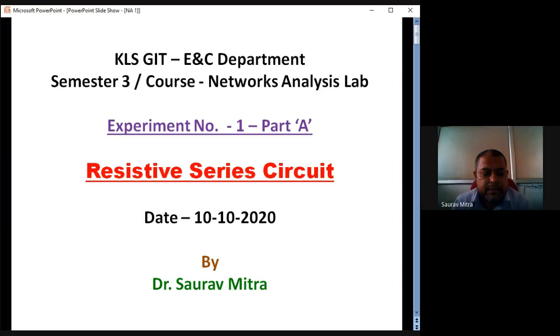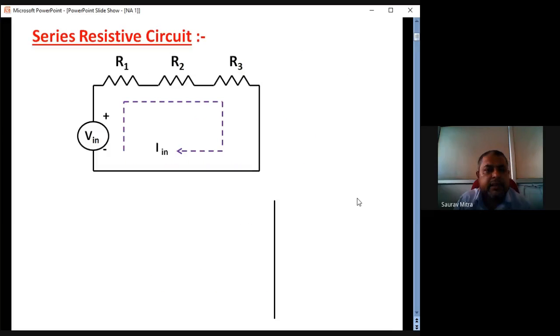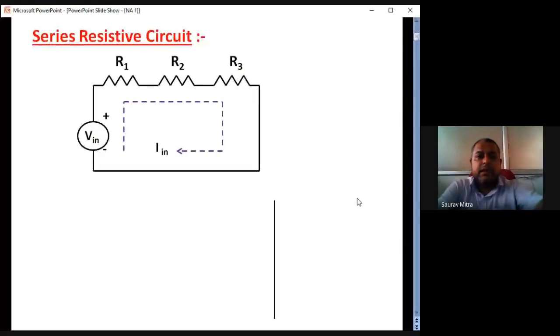I was telling you, this is the first experiment, the resistive series circuit. In the experiment, what will be given is the input voltage, that is the V in DC, and three resistor values will be given: R1, R2, R3. You have to take the resistors from the lab.